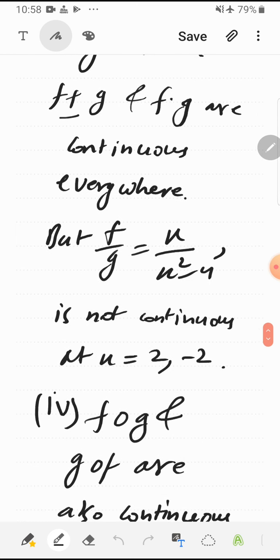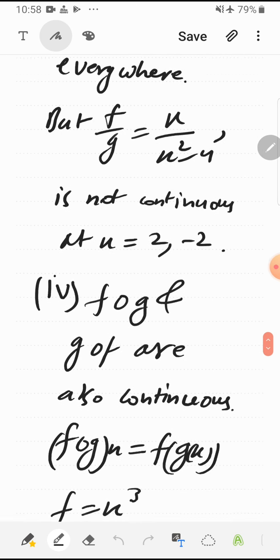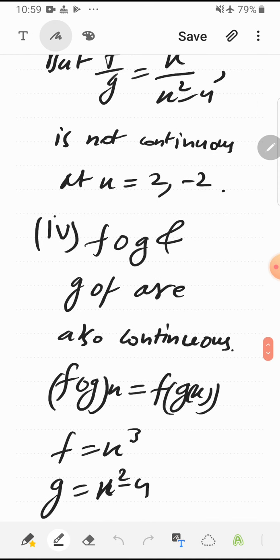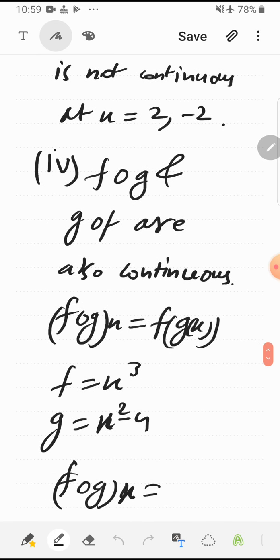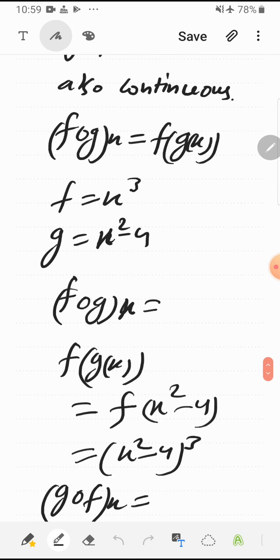Then the fourth point, if f and g are continuous, then fog and gof are also continuous. Fog and gof mean the composite function. When I say fog, it is f of g of x, meaning function f is applied over g. Let us see how this works. Suppose f is x cube and g is x square minus 4. Now what is fog x? It is f of g of x. To calculate fog, I have to focus first on the g value. So it is equal to f of x square minus 4.